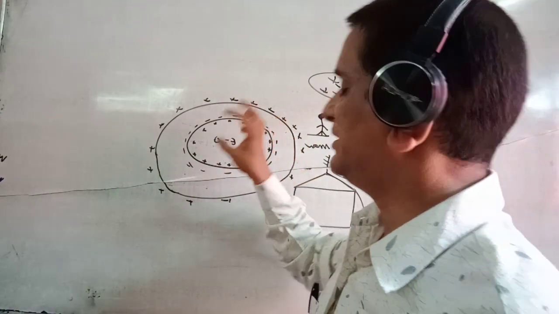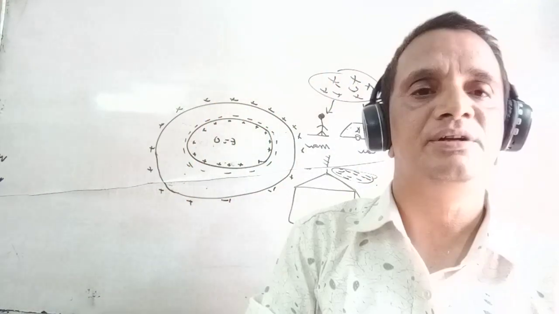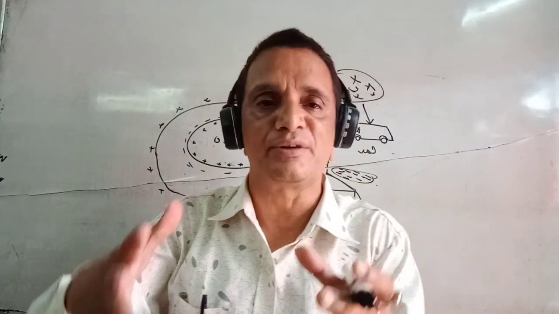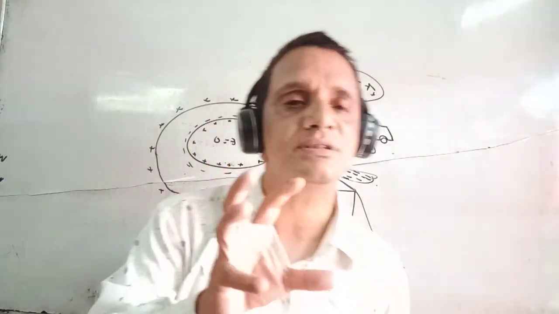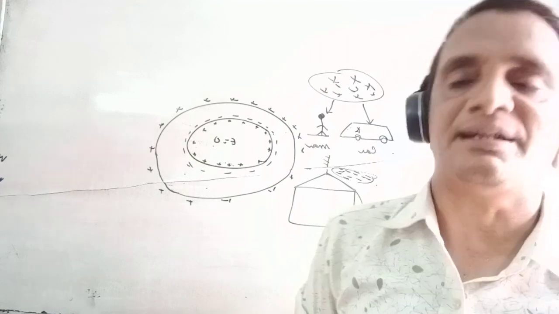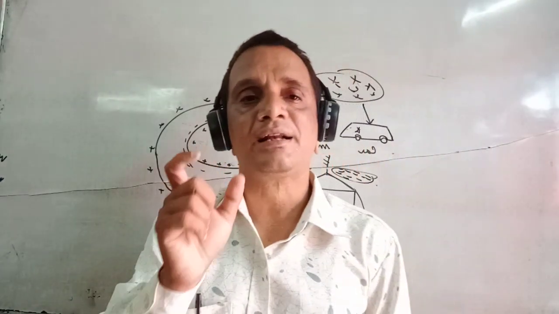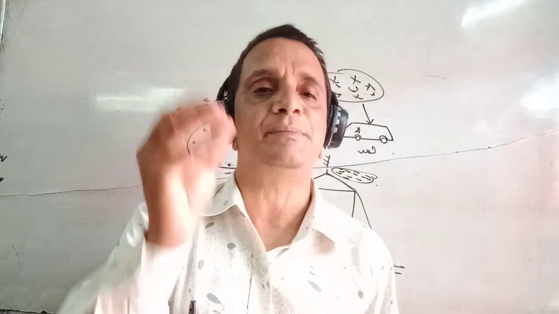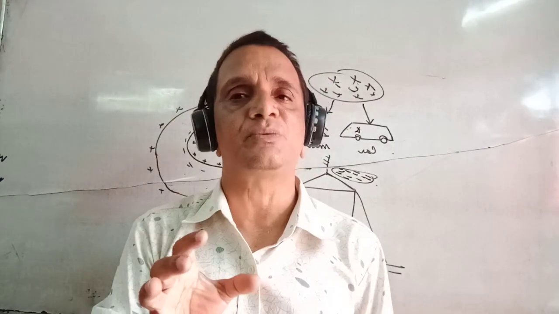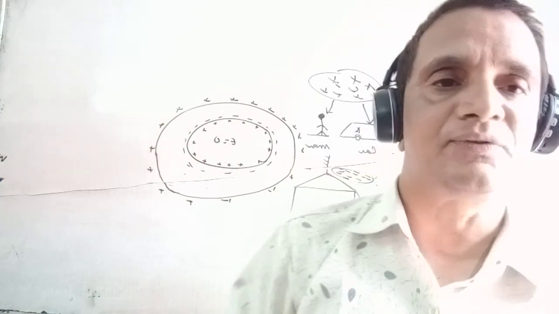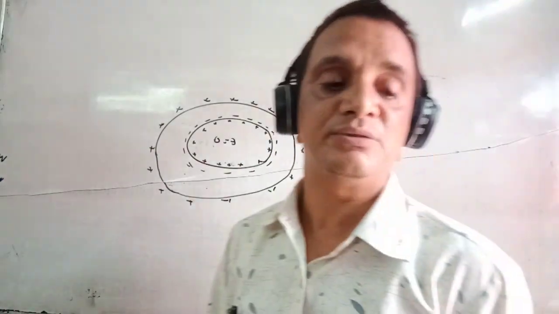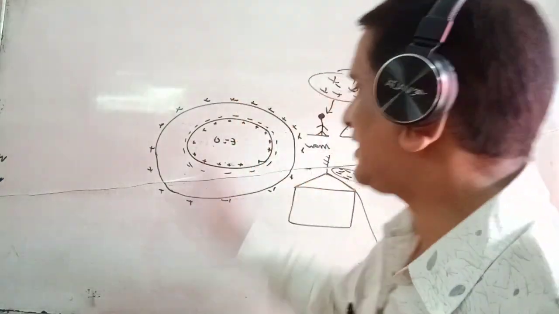If I made any region where no electric field can go inside, then that process is known as electrostatic shielding. That is, the region or space where electric instruments can be protected easily, that means no external electric field can affect it, is known as electrostatic shielding.